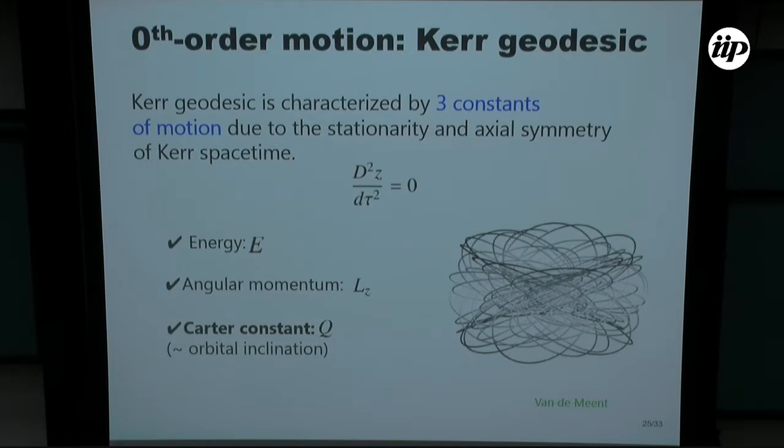So let me be more precise. In this language, the background, or the zeroth order, is point particle motion in Kerr spacetime. The zeroth order is just point particle geodesic motion in Kerr spacetime. Here is a schematic picture of the motion of a geodesic in Kerr. It looks quite complicated, but the point is that the motion of the Kerr geodesic is characterized by three conserved quantities: energy, angular momentum, and the so-called Carter constant, which is related to the inclination of the orbit. Once we specify the energy, angular momentum, and Carter constant, we can characterize any orbit, which looks complicated, with just these three quantities. So this is the zeroth order, the starting point of our perturbation scheme in terms of the mass ratio.